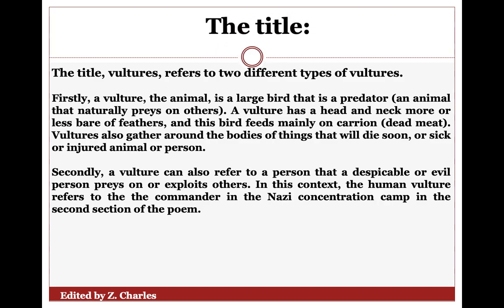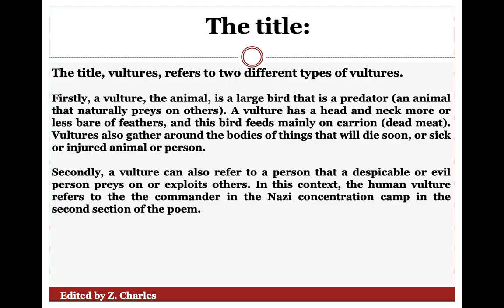Okay, so let's look at the title, everybody. In this context, the title, Vultures, refers to two different types of vultures. Firstly, a vulture, the animal, is a large bird that is a predator. Right? An animal that naturally preys on others. What is a predator? An animal that naturally preys on others.